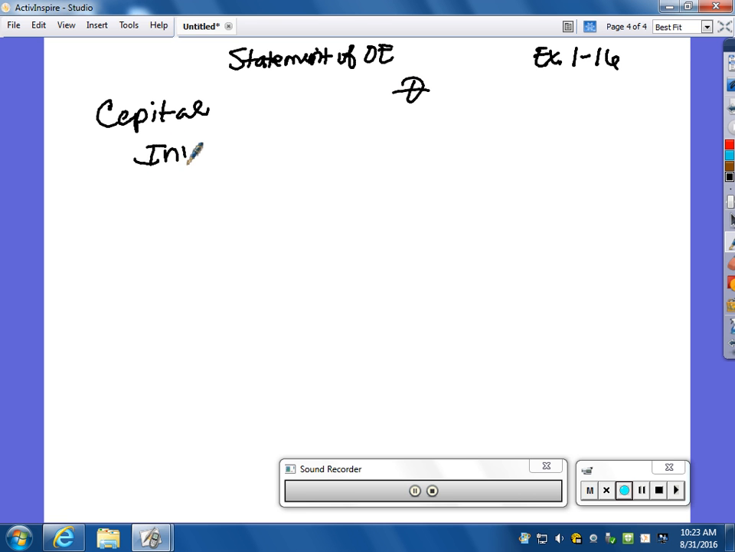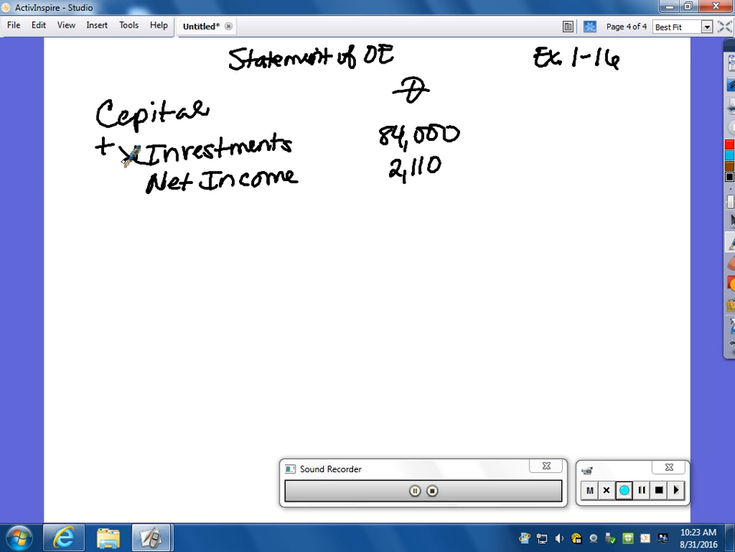Now what do we add? Investments, which were how much? Add what else? Do you add withdrawals? So you add investments, net income, and what else? Is that it? How much is that? 84,000 plus 2,110. 86,110. And what do you subtract?